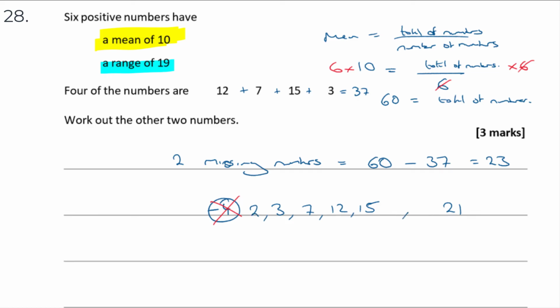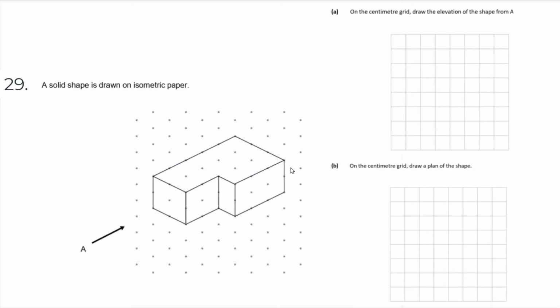So I've got 2 and 21. That makes 23. And the range between them is 19. So that does seem to work. Okay, so 2, 3, 7, 12, 15 and 21. So the 2 numbers are 2 and 21.